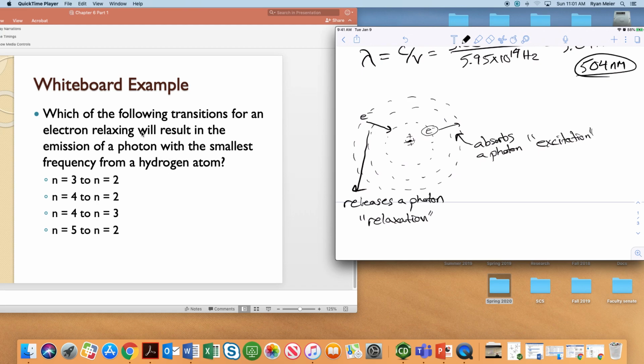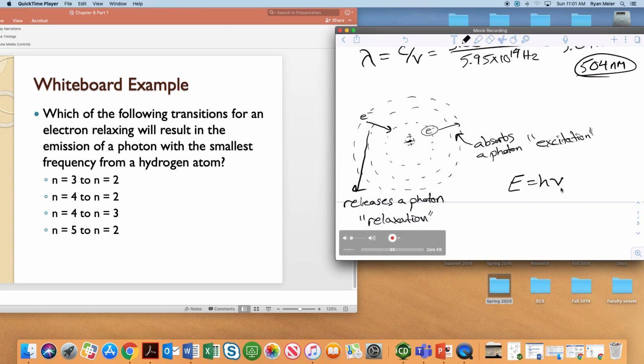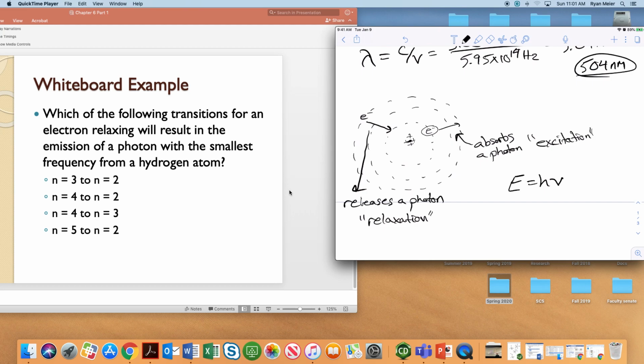So in this case, if we want to know what transition gives us the smallest frequency on a photon, remember what we saw before was that energy is related to Planck's constant times frequency. So energy and frequency are directly related. If our energy gets smaller, the frequency will get smaller because this is a constant. So if we want the smallest frequency, we really want the smallest energy gap.